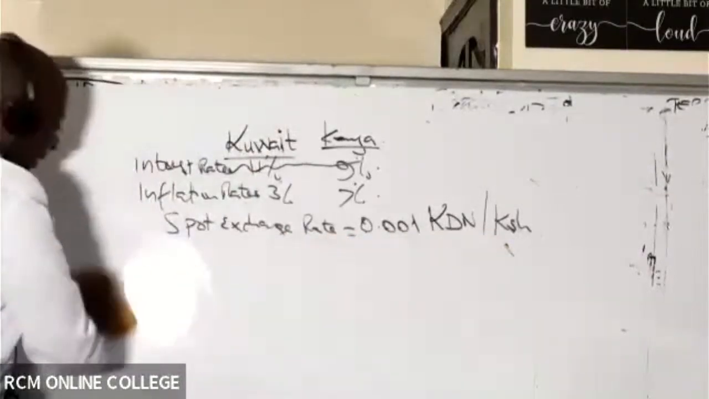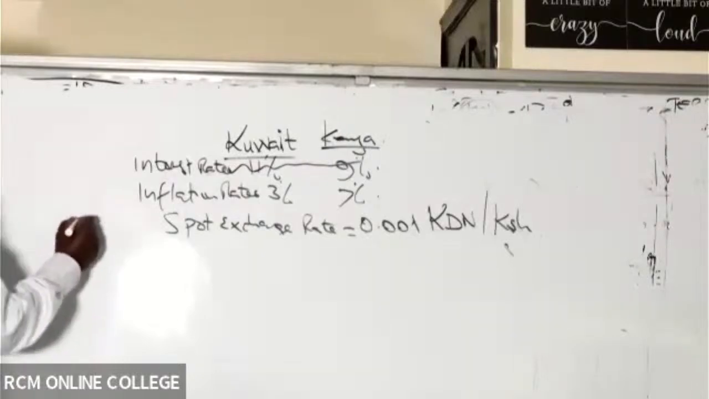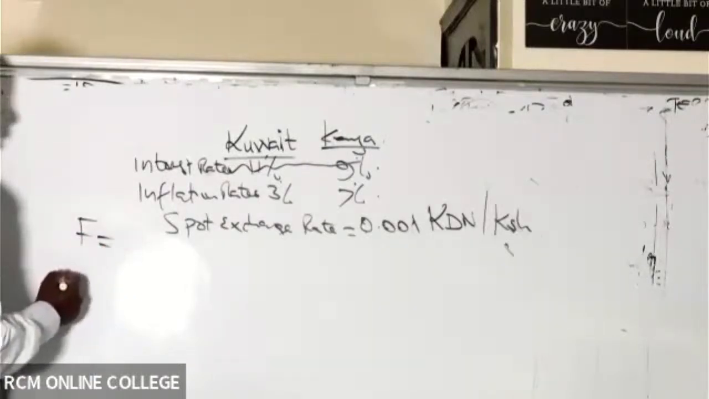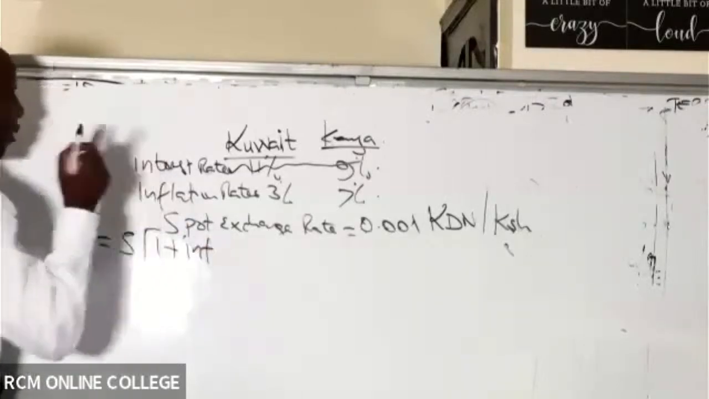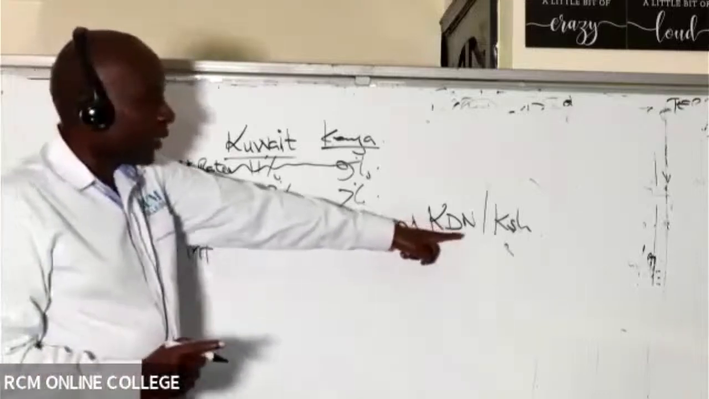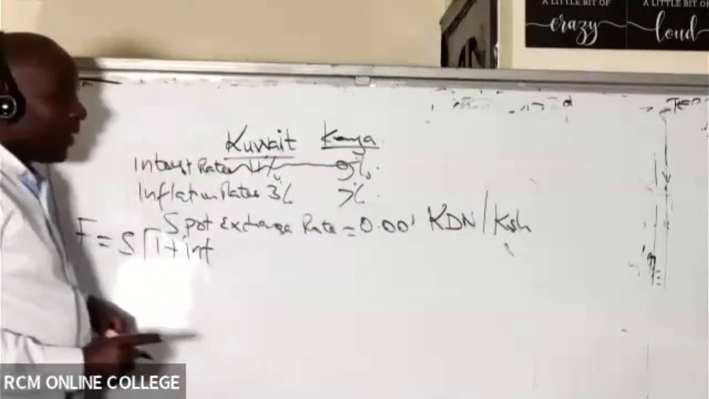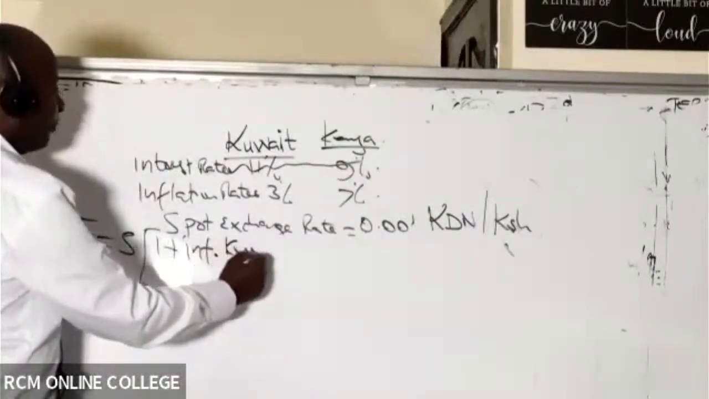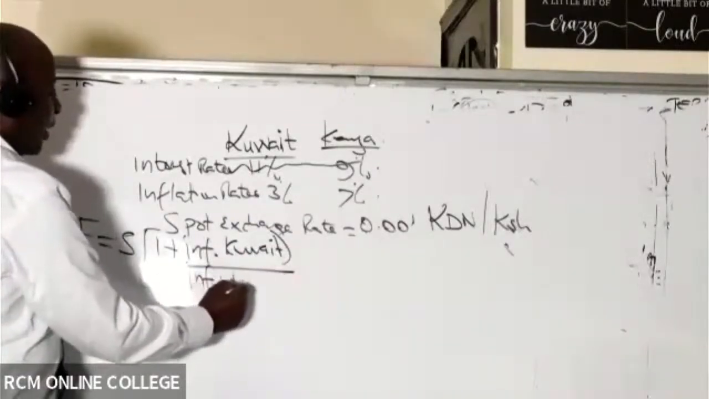We shall overcome. Okay. So, ladies and gentlemen, here we are. We are using this formula, F equals, so we have the spot. This will be 1 plus inflation in which country? Inflation in which country will be on top? Kuwait, yes. It will be Kuwait because of this expression. Kuwait dinar over Kenya. Kenya this time around is down. So in this case, it is inflation Kuwait, all over 1 plus inflation Kenya.